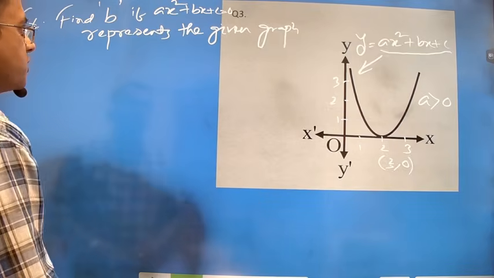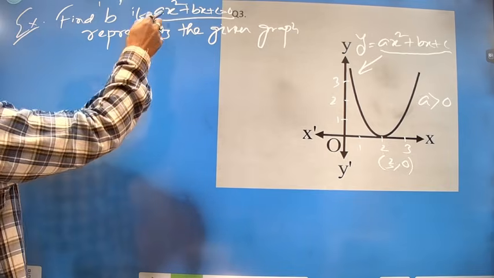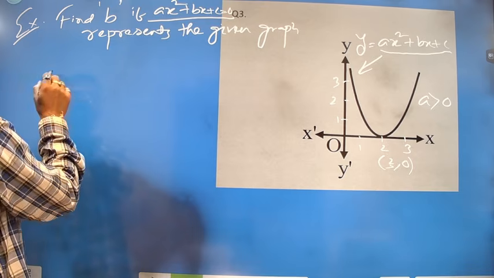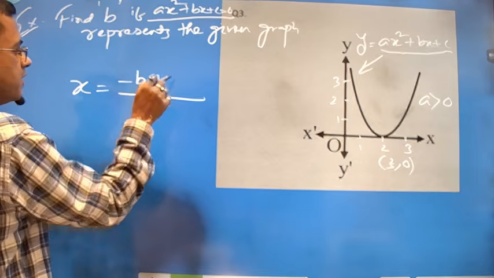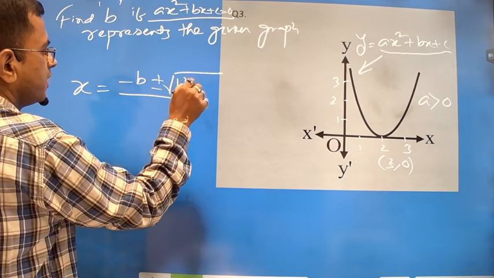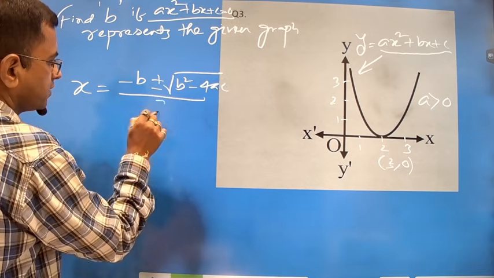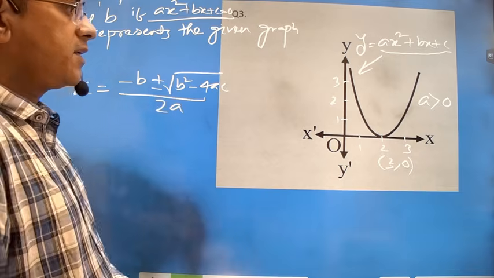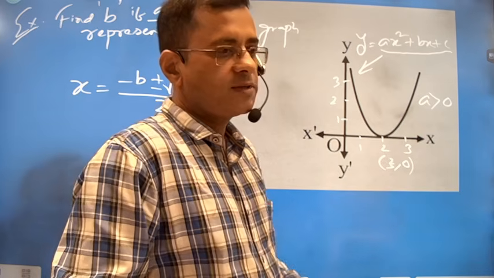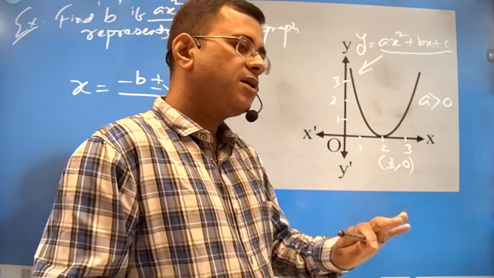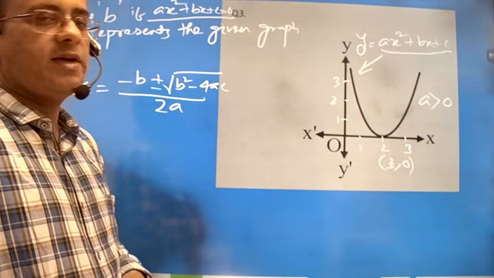Okay, so if you find out the value of x by using the quadratic formula, x equal to minus b plus minus root over b square minus 4ac, divided by twice a. Okay, so this is twice a. Since this parabola touches the x-axis at a point, it has only one zero, meaning we get only one solution.